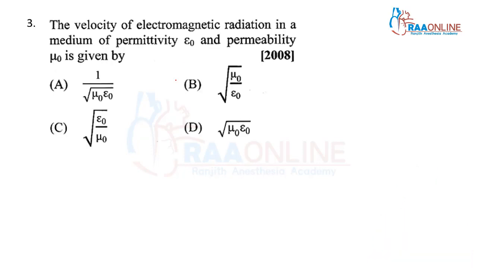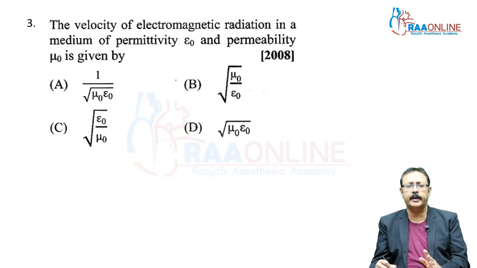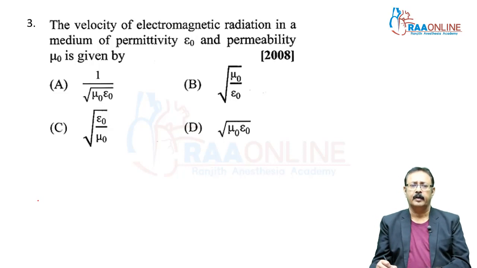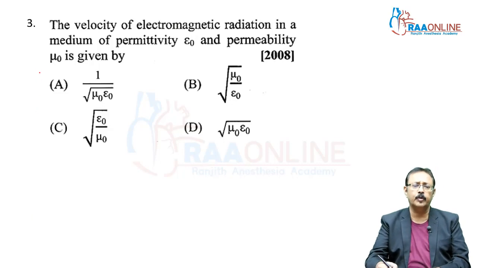Next, the velocity of electromagnetic radiation in a medium of permittivity epsilon naught and permeability mu naught is given by. We discussed in theory part that velocity of electromagnetic radiation in a medium is given by 1 upon square root of mu naught epsilon naught. So we are going with A.